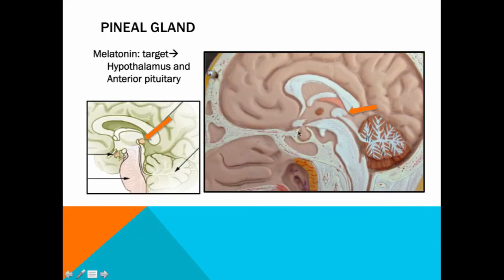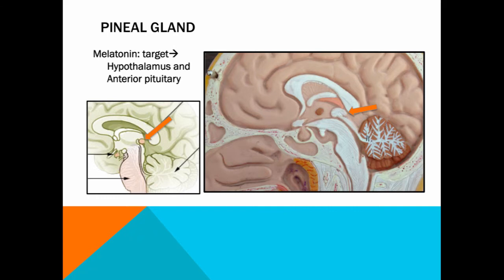The pineal gland. So this is sort of a switched view. Here's the cerebellum, the nasal cavity, the pituitary, and then the hypothalamus. And right here would be the pineal gland. So here's the anterior, the front of the brain, and then the back. And right here would be the pineal gland.